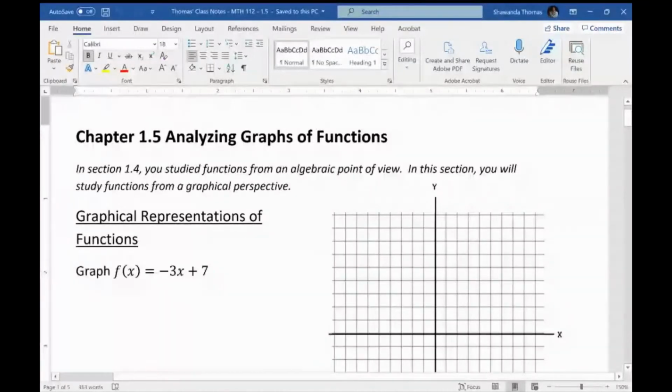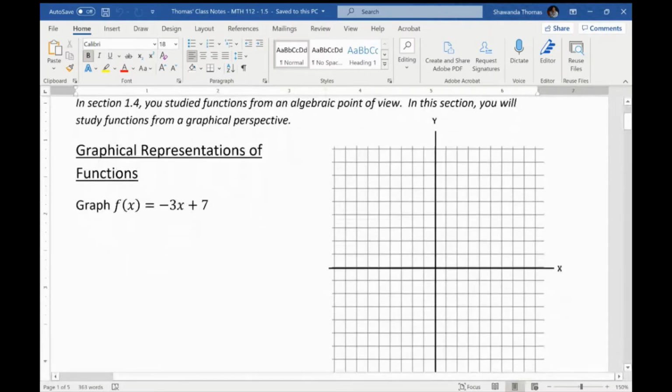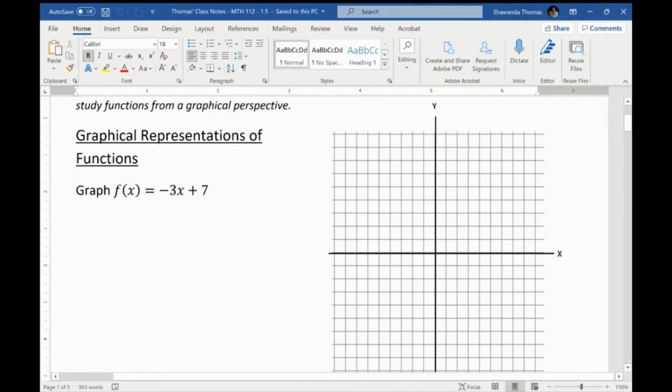All right, 1.5 is analyzing graphs of functions. In section 1.4, you studied functions from an algebraic point of view. In this section, you will study functions from a graphical perspective. First example, graph f of x equals negative 3x plus 7.